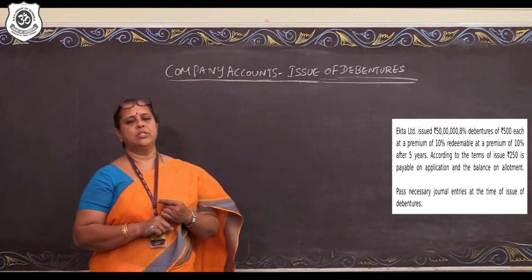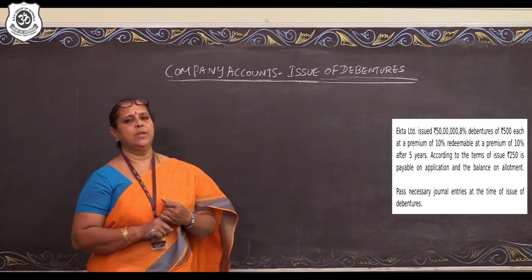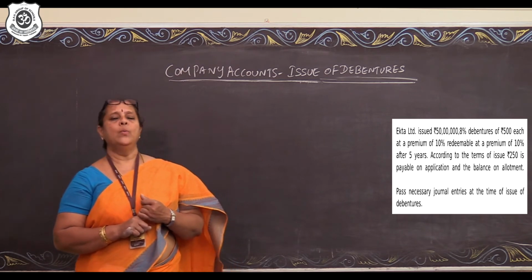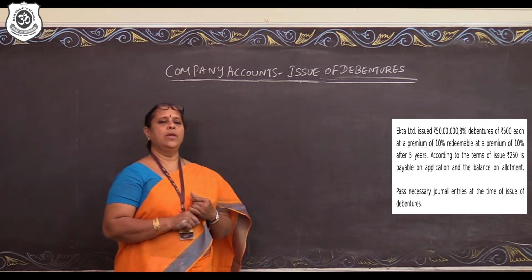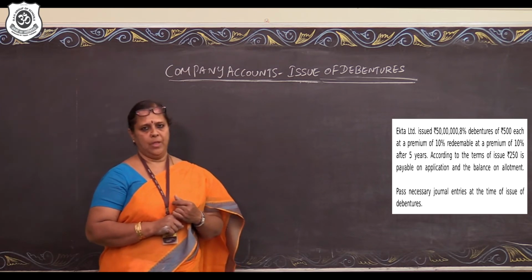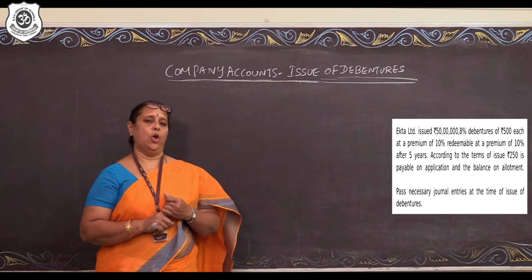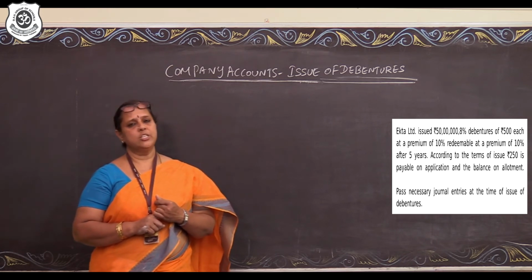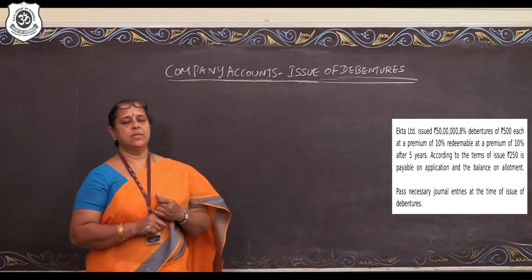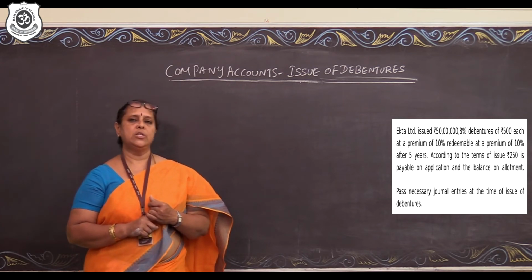And the debentures are issued in two installments, one application, two allotment. Application money is 250 rupees and the balance to be paid in allotment. Please remember, when there is a premium, premium is always excluded from the face value. So, face value plus premium. And all adjustments will be made only at the time of receipt of allotment money. Mind you, no adjustment will be made at the time of receipt of application money.